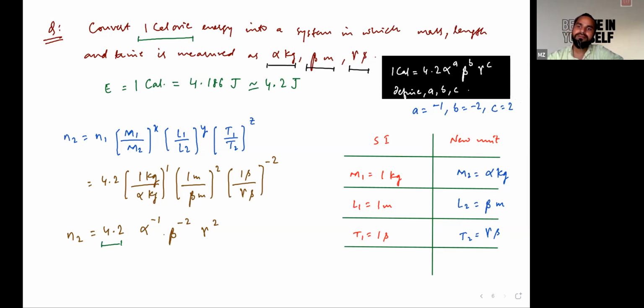Is it clear to everyone? Sir, will they give the units also alongside it? Which unit? Like in this, initially you give alpha kg and beta meter. In the whole second term would be given in the question.